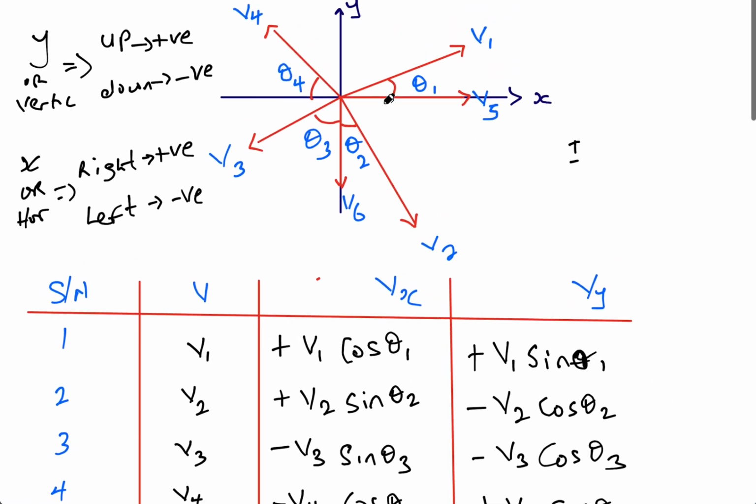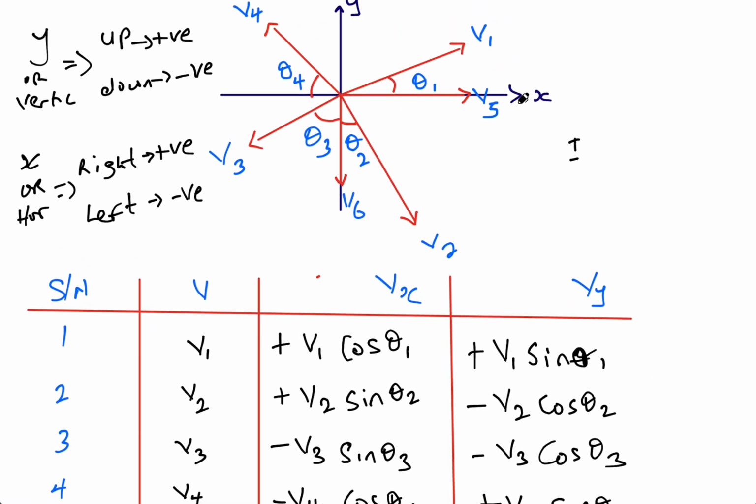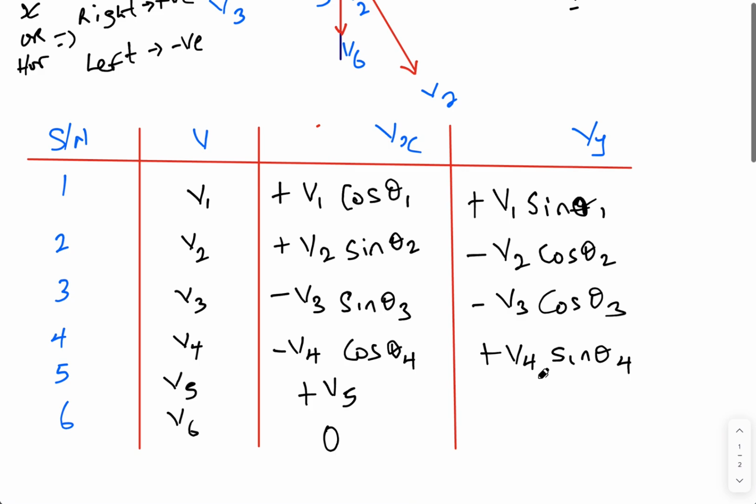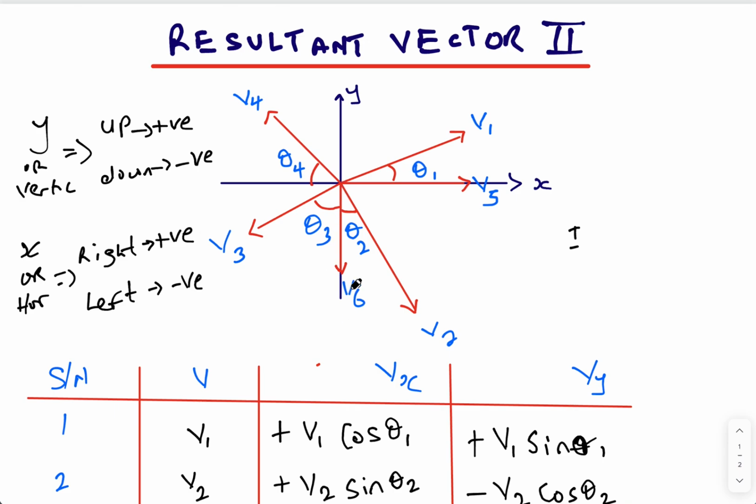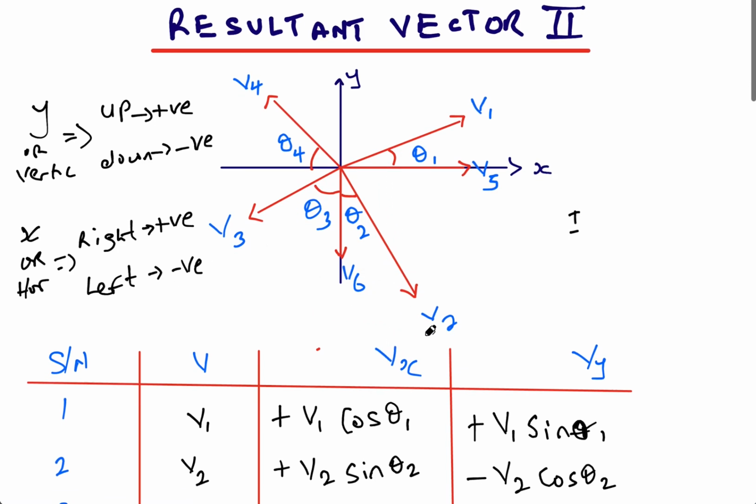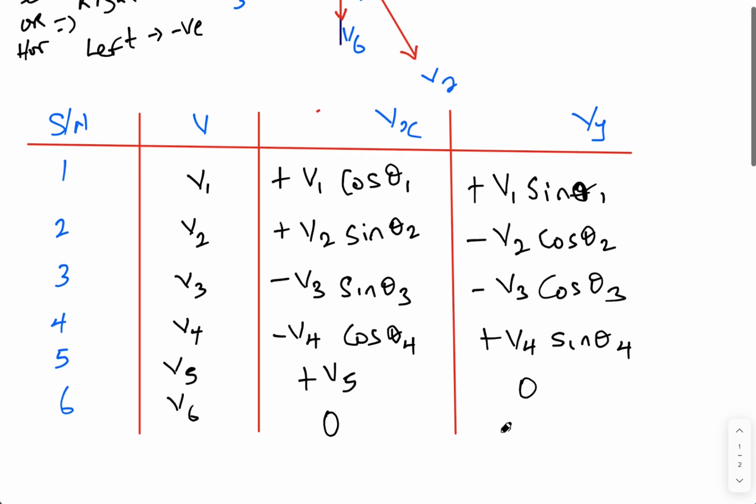Now let's go to V5. V5 appears directly on the x-axis, which means that its y component will be 0, nothing. And finally, V6 appears directly on the y-axis. We only need to consider the direction and the magnitude. And since it is down, we know down is negative as far as the y-axis is concerned. So we have negative V6.